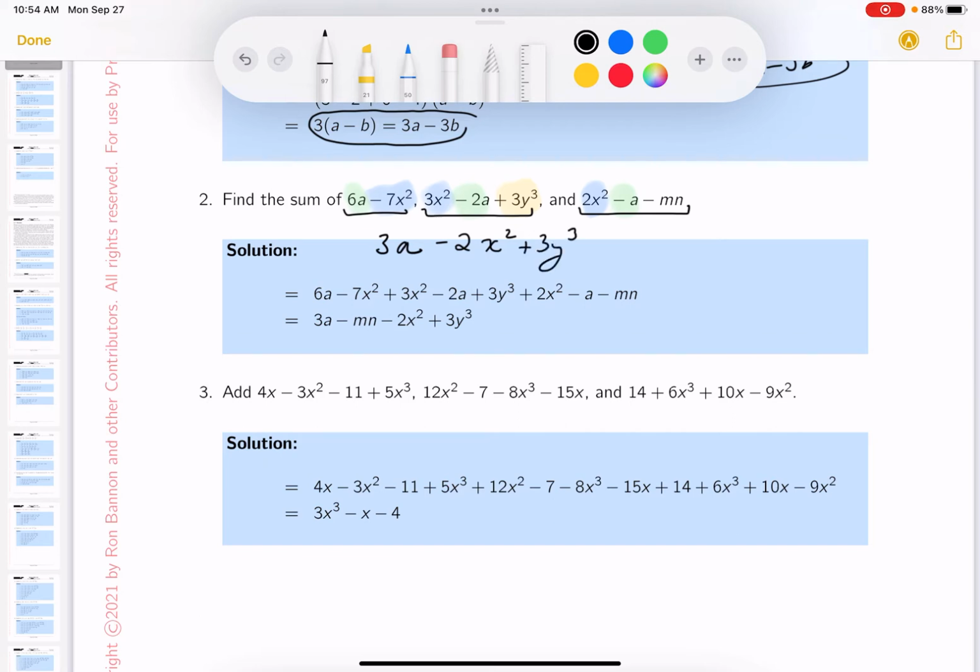Is there anything that I have not accounted for? Yeah, I'm looking at minus mn. I'm going to put a circle on this indicating I've added those 3 algebraic expressions together, and that's what I got. Let's look at their answer.